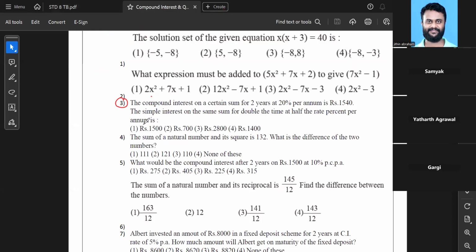First one is question number 3. I won't be solving this question because this is from quadratic. I won't be solving this question because this is also from quadratic. I'll be solving the third question because it is from compound interest. So I'll be solving only those questions which belong to compound interest.